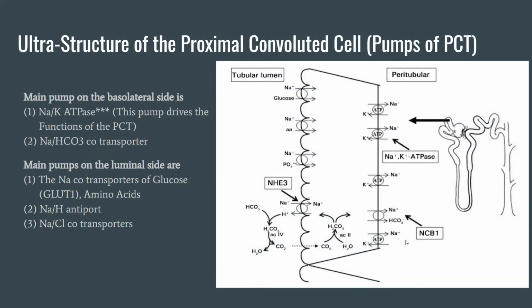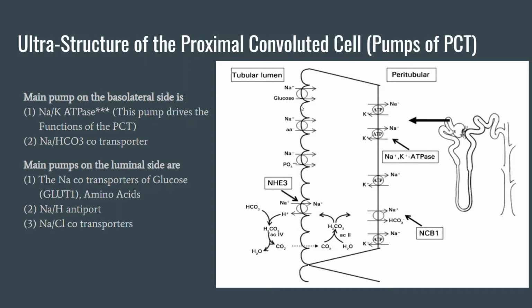So having a look at the ultrastructure of the PCT, we see that the main pumps present in the basolateral membrane, as you can see here, is the sodium-potassium ATPase, as I mentioned before. These are the main pumps of the proximal convoluted tubule and drive most of the reabsorptive purposes of the PCT. And they're present specifically on the basolateral membrane and not on the luminal membrane. Another pump that is present is the sodium bicarbonate pump, a co-transporter basically, and this pump is usually involved in the acid-base balance of the cell.